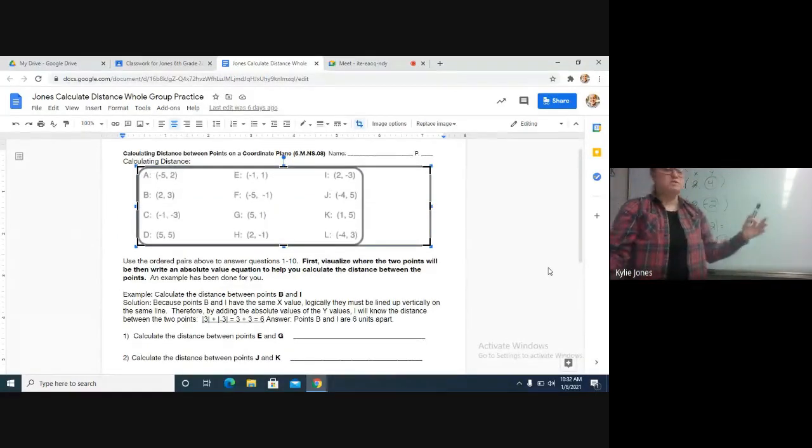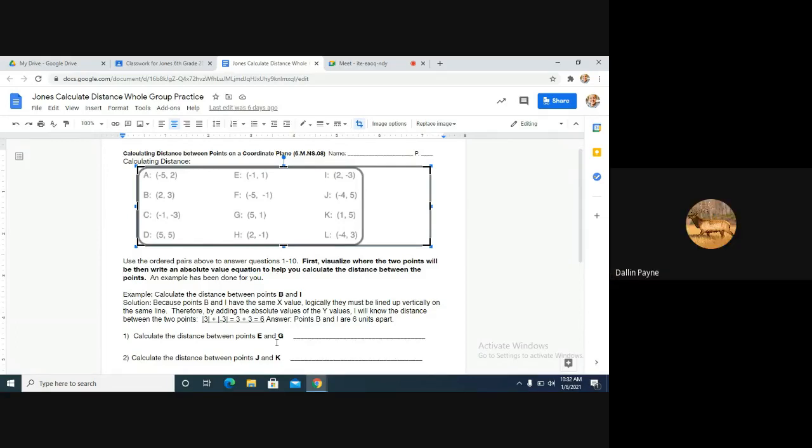So essentially, we're just finding the distance. So number 1 here says calculate the distance between point E and point G. So I'm going to write on the board behind me and do this one and show you guys how to write it on your Google Doc so that I know what you did. And then I'll let you guys work on a couple.